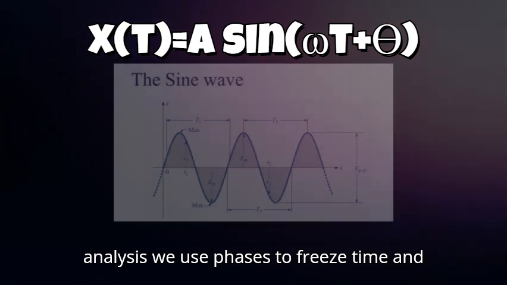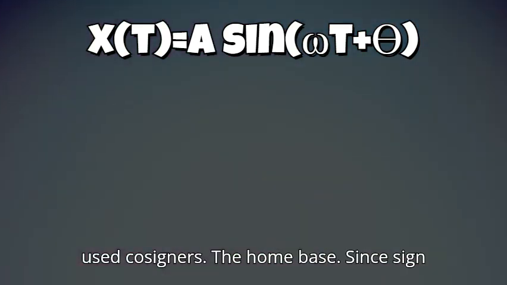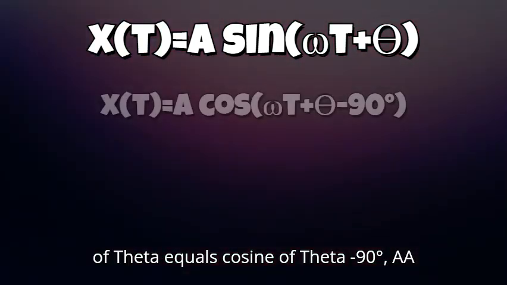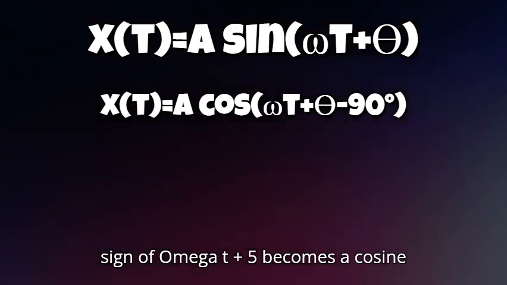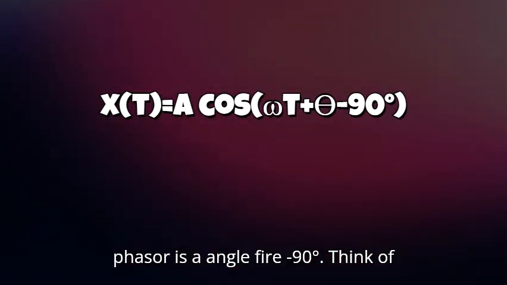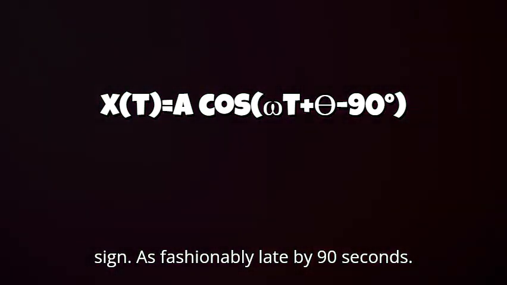In AC analysis, we use phasors to freeze time and do math the easy way. One tiny twist: phasors use cosine as the home base. Since sine of theta equals cosine of theta minus 90 degrees, A sine of omega t plus phi becomes A cosine of omega t plus phi minus 90 degrees. That means the phasor is A angle phi minus 90 degrees. Think of sine as fashionably late by 90 degrees.